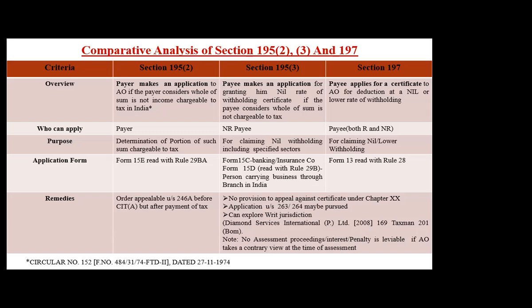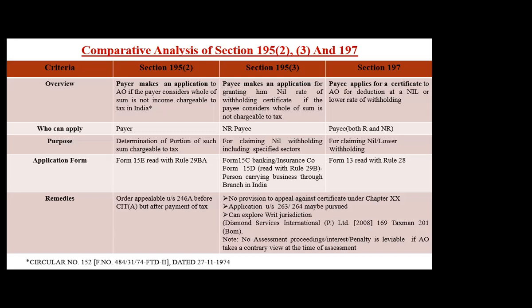I think in 195 subsection 2 there is an order. So he gets an order from the AO that this is the rate, this is the amount, and this is the sum on which TDS is to be deducted, and this is the sum where no TDS is to be deducted. Basically, he apportions that amount, and the sum is chargeable to tax only on that apportioned income element. So far as 195 subsection 2 is concerned.